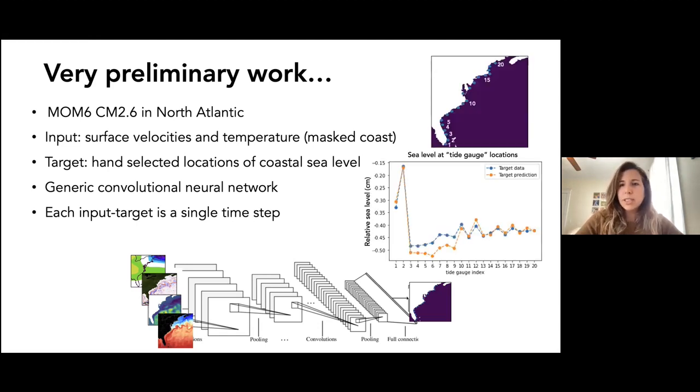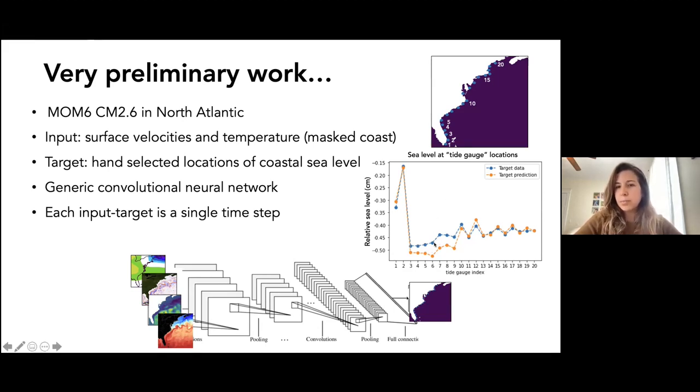So just some very basic results. These are the 20 tide gauge locations along the coast. And this here is a result of the test data, one of the test cases. So the model has never seen this before. And from pre-training the network and then testing it on the test data, we can compare what the target sea level would be at those tide gauge locations compared with a prediction of what the model thinks it should be based on the surface input. And I was really surprised by how close this seems to be. So in most locations, the sea level is fairly close to what we expect it to be from the model.